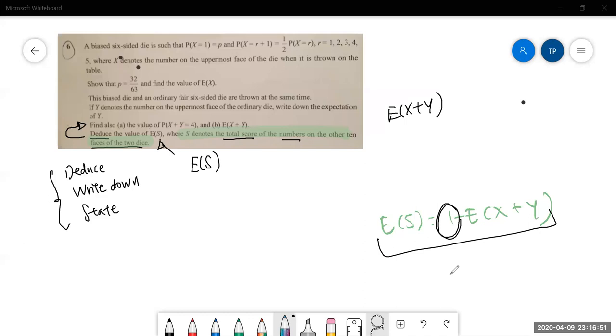Your idea is relevant. It's relevant because for X plus Y, we are using every single value already for both X and Y. It's just that now we want to exclude two particular values. That's why we want only the numbers of the other 10 faces. Oh, this is a problem, man.